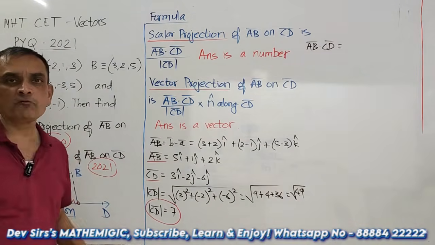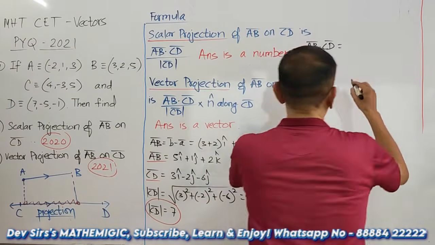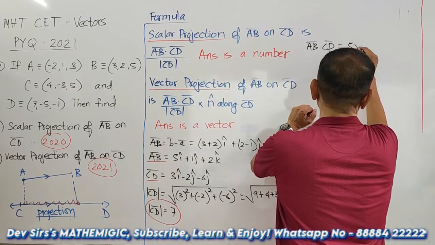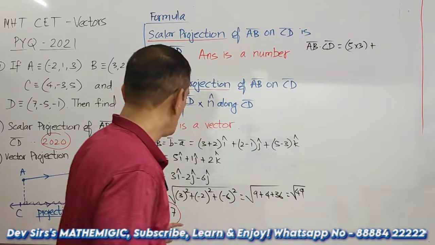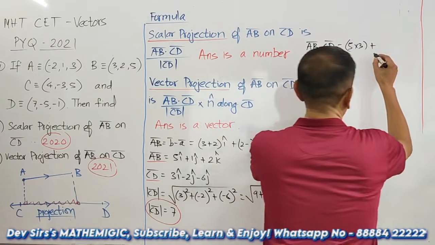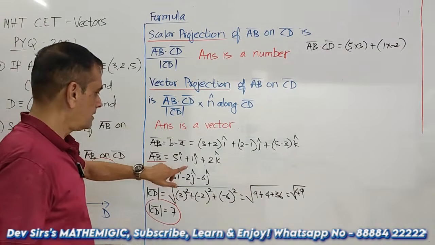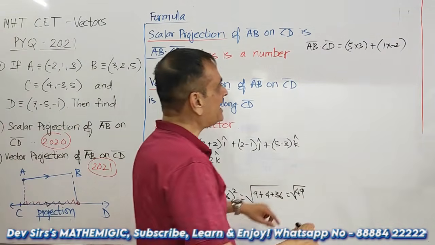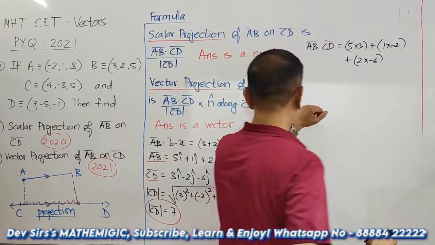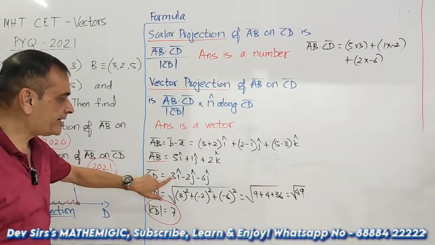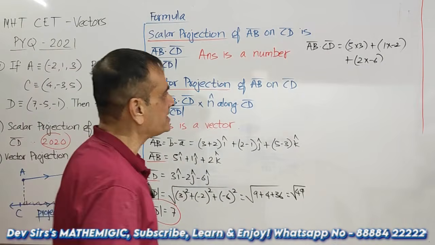Dot product of two vectors. How do you take the dot product? 5 into 3, just multiply the coefficients. Then 1 into minus 2. Keep writing plus in between, the sign will change automatically later. Plus 2 into minus 6. The dot product is always a number.